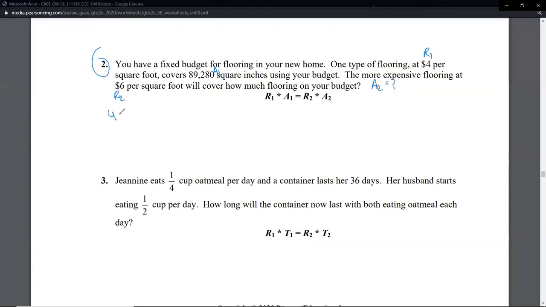R1 was the $4, skipping the units here because it'll look really weird otherwise. The algebra will terrify you with all those units in place. We don't like to solve equations with units in them, and that's what this is. This is an equation. Before, we were just doing what we call expressions. It's not a left side equals a right side. We were just taking a number and multiplying or dividing things. All right, so 4 times the 89,280, and then equals to the R2 was the 6, and then times our A2.